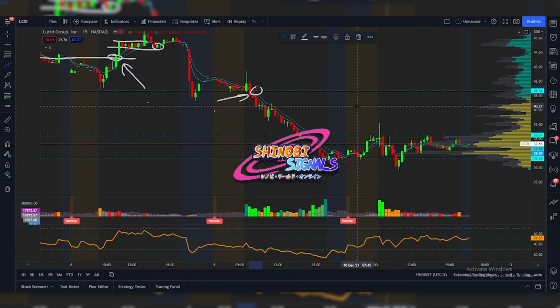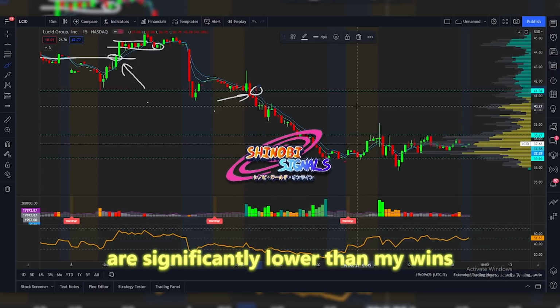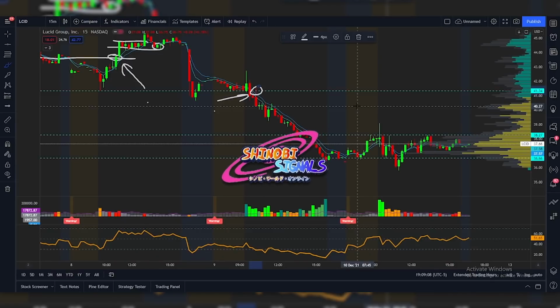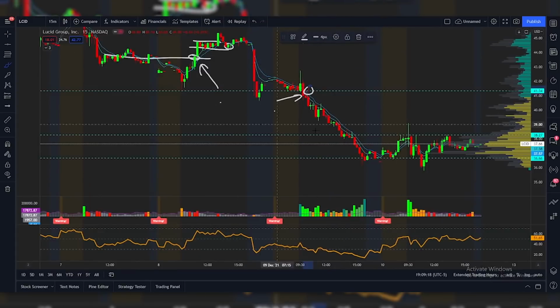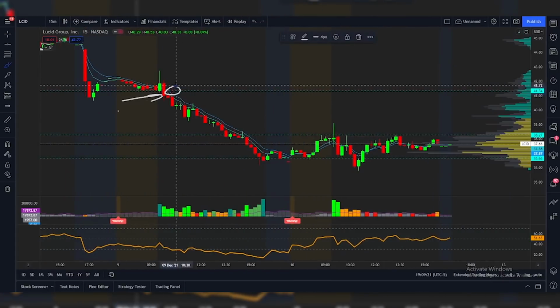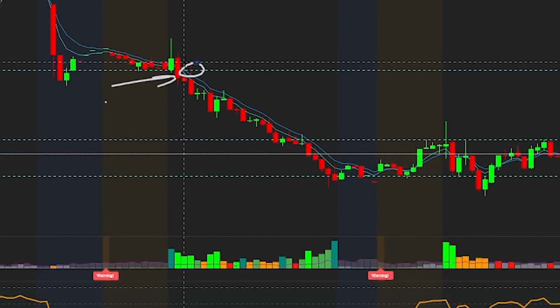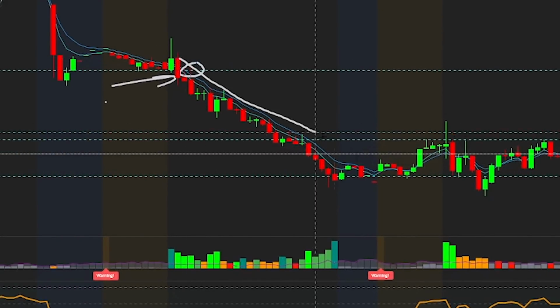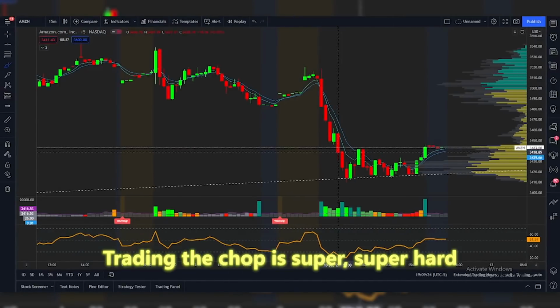Does it work 100% of the time? No, it doesn't, but it helps me enough to where my losses are significantly lower than my wins, right? On my wins, say I'm making 30-40%. On my losses, the most I'll take is negative 20%, and that's if I hold all the way through and I don't take any profits if I don't see them. Happens, not going to be 100% right, but that's why I don't try trading the chop. I just hold on and wait for the trend days to where I could catch big moves like this throughout the days. And that's just the truth. Trading the chop is super hard.